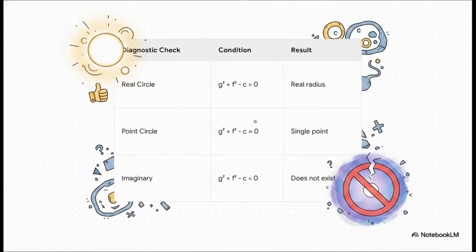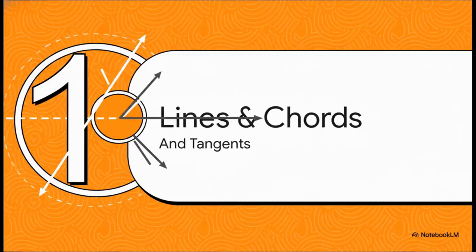If that number is greater than 0, awesome, you have a real, breathing circle. If it equals exactly 0, your circle has completely collapsed into a single microscopic point. And if it's less than 0, well, it's an imaginary circle. It literally does not exist in our geometric reality. No way around it.